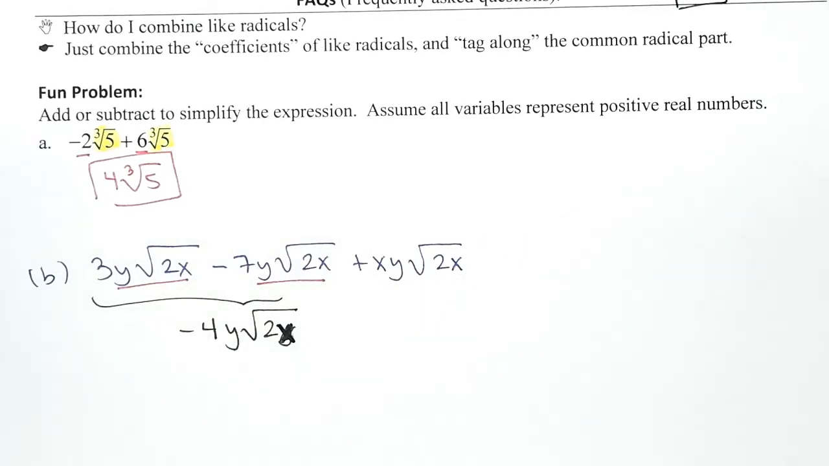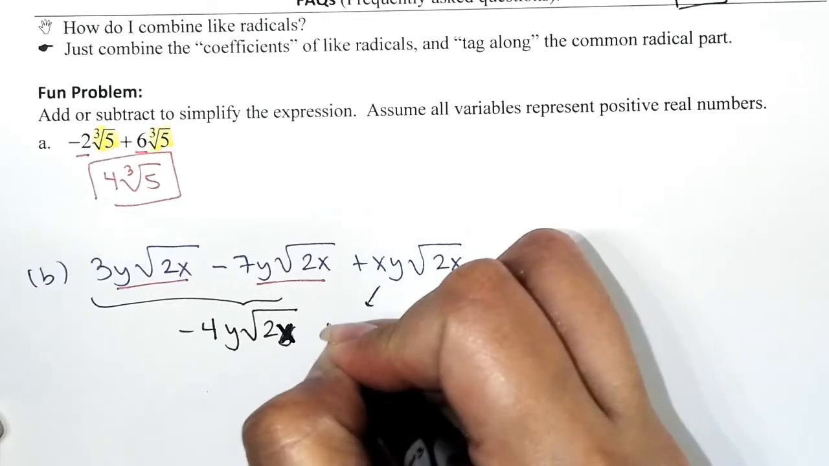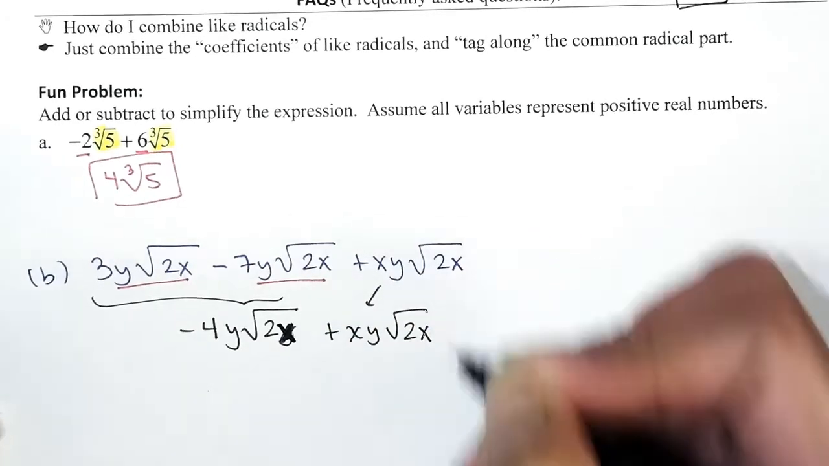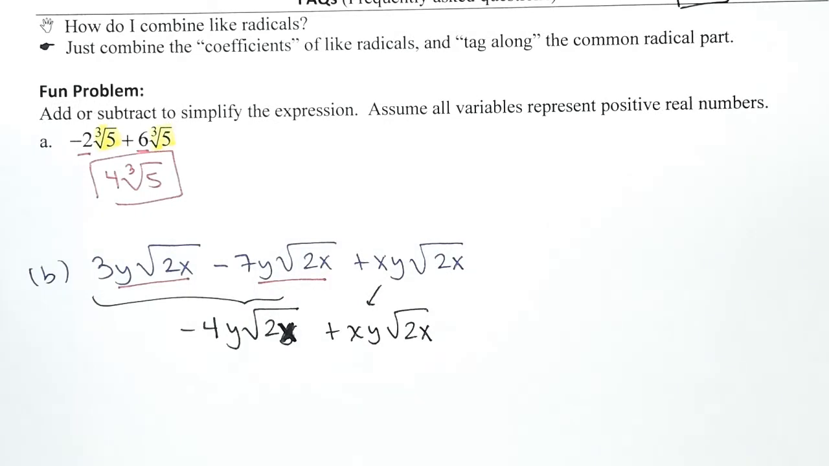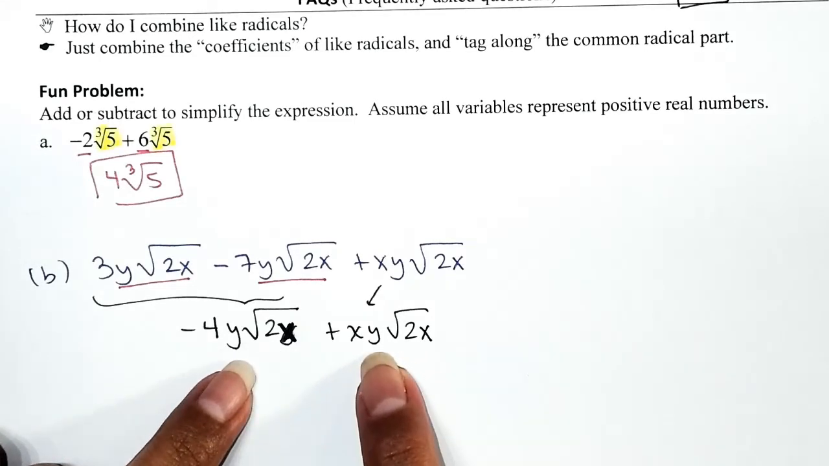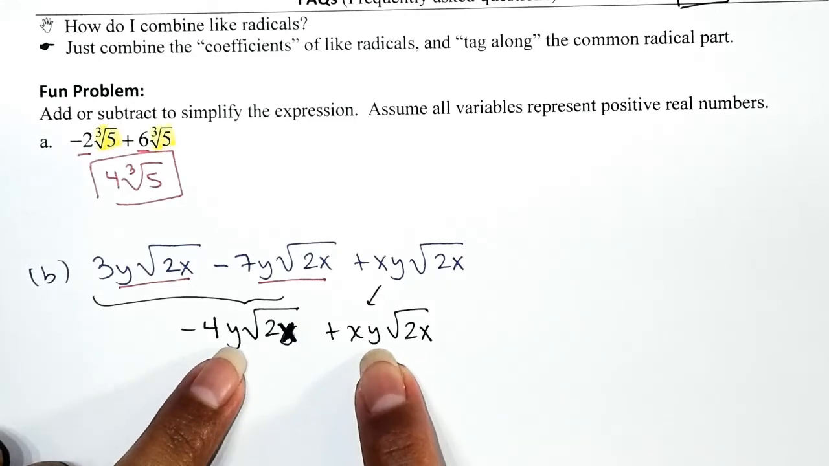Let's go ahead and bring down the rest of the problem, plus xy times the square root of x. Cool, so let's see if we can keep combining. In this case, they both have the square root of 2x, but they don't have the same exact variable part. Like this has a y and this has a y and then some. So these are no longer like terms.